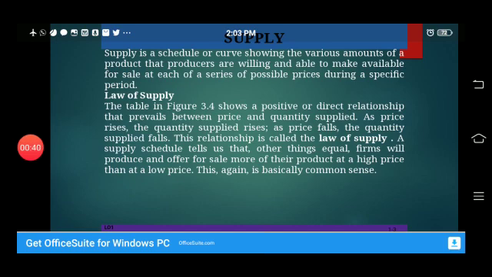Now, what is the law of supply? The law of supply is a law which shows the positive relation between price and quantity supplied. Other things remaining constant, as price rises, quantity supplied also rises. As price falls, quantity supplied also falls. This is known as the law of supply. So we may clearly see that there is a positive relationship between price and quantity supplied. If the price is increasing, quantity supplied is also increasing. If the price decreases, quantity supplied also decreases.